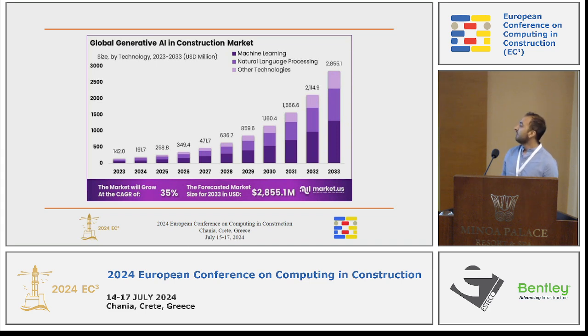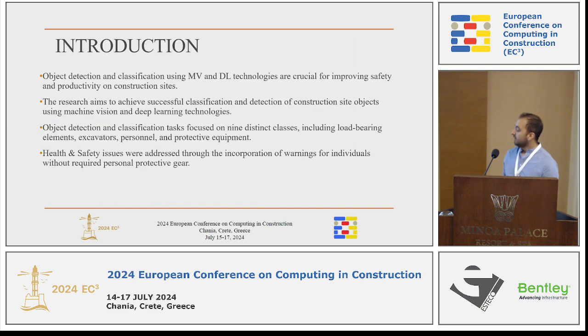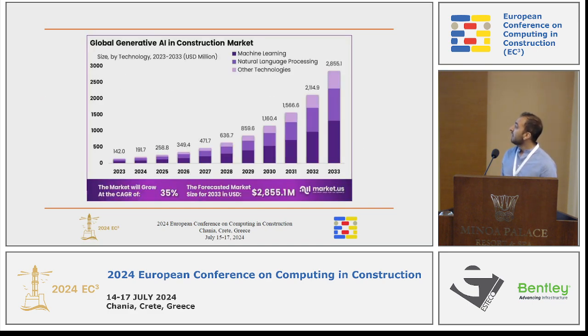In the presented graph from Market.us, the global generative AI investment in the construction market for 2023 was estimated at approximately $142 million, and this value is expected to be 20 times higher by 2033. It's also notable in this graph that the significant share of this value belongs to machine learning technology, reminding us of the importance of this AI technology in the construction sector.